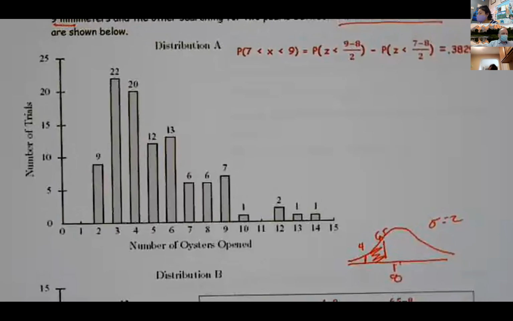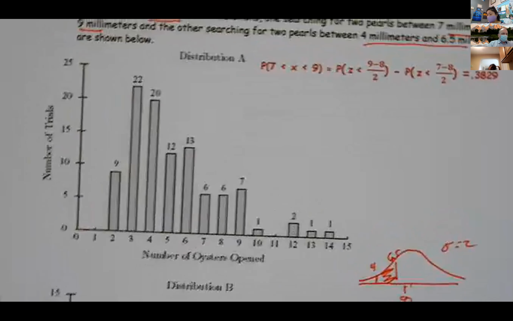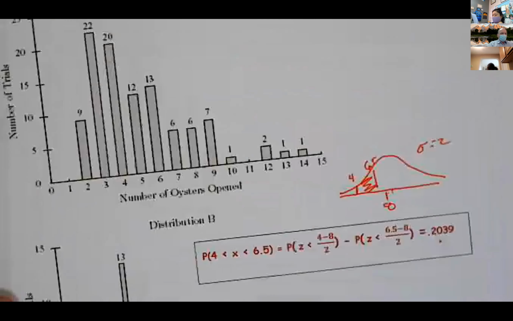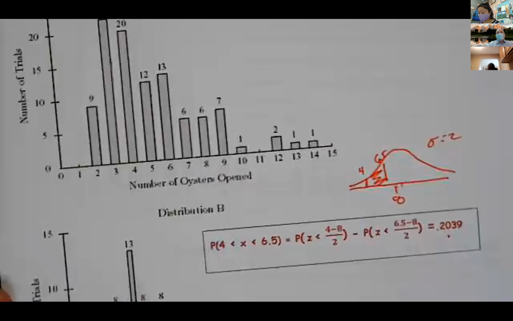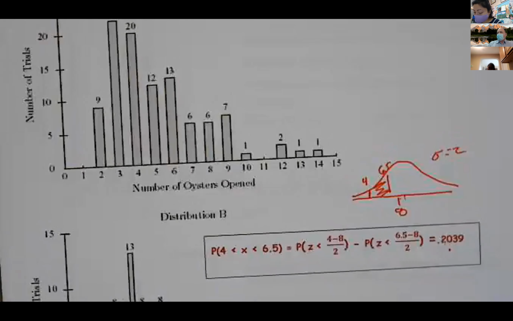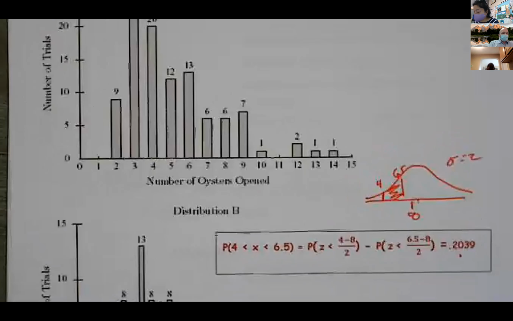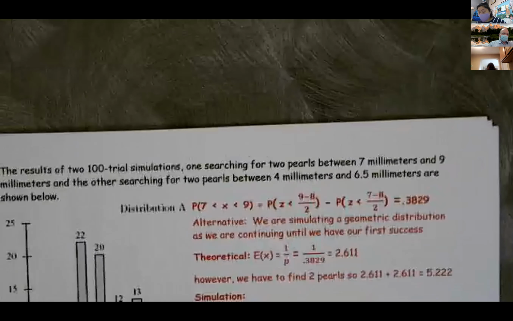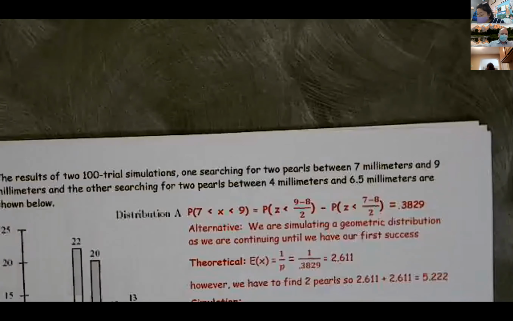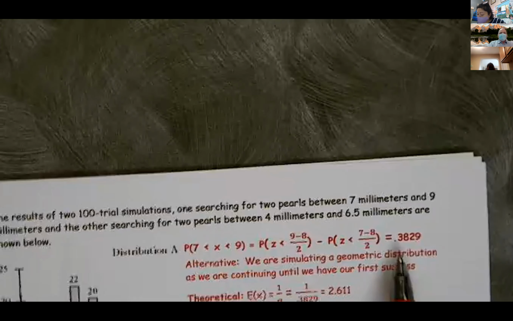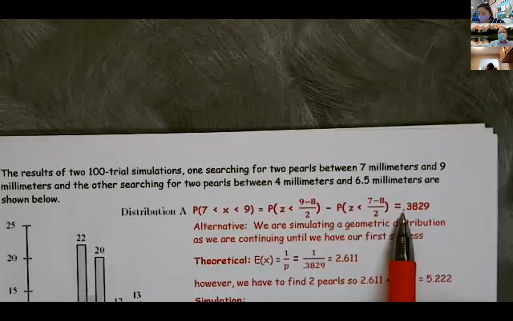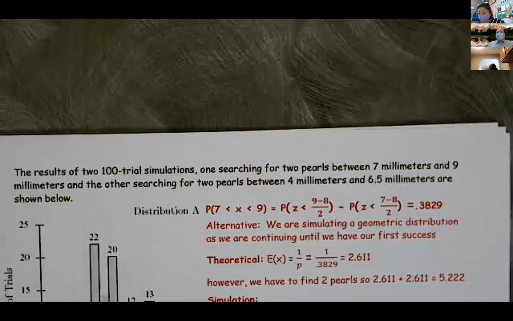So I'm going to continue with question D, although we've answered it, and we said A went with the 7 to 9 millimeters, and B went to the 4 and 6.5 millimeters. I'm going to look at this from an alternative perspective, which gives me a chance to talk about the geometric distribution. So if we know that this probability was 38%, and we are going to continue until we have our first success.